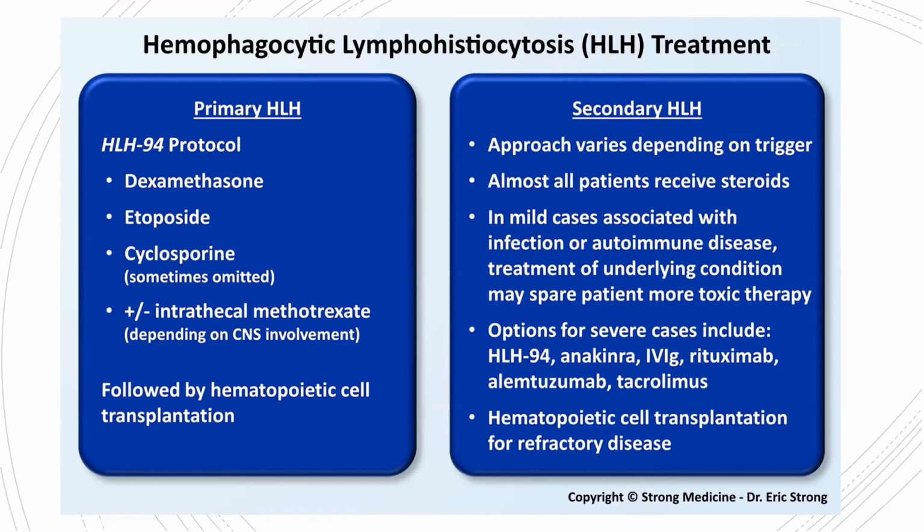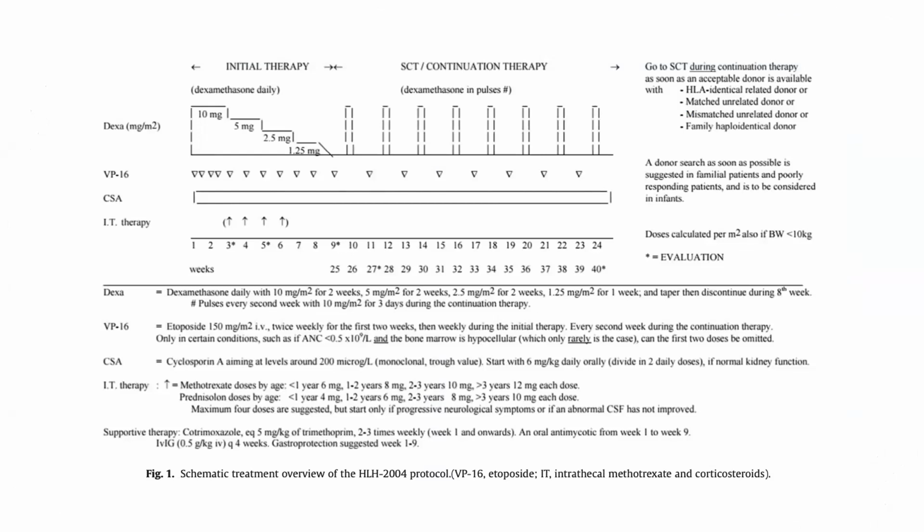We might not need to proceed with the HLH protocol, but if it's a more severe case, we might need to use the HLH protocol: etoposide, cyclosporine, and methotrexate, or alemtuzumab and tacrolimus. Stem cell, this hematopoietic cell transplantation, is only for refractory disease. In the next slide, we can see this is the HLH-2004 protocol. There's a protocol for it.